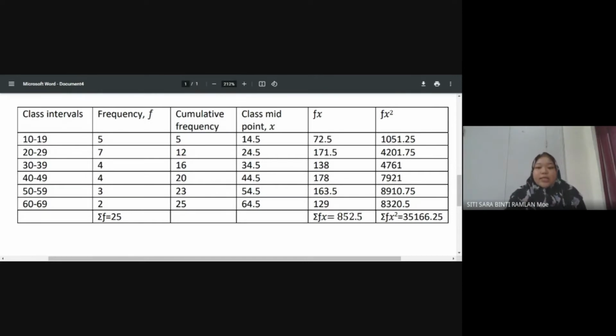Last but not least, determine the fx squared by squaring the x value. We do not square the f value, only the x value. For example, for the first class interval, the frequency is 5, multiplied by 14.5 squared, we got 1051.25. It is the same for the other class intervals.